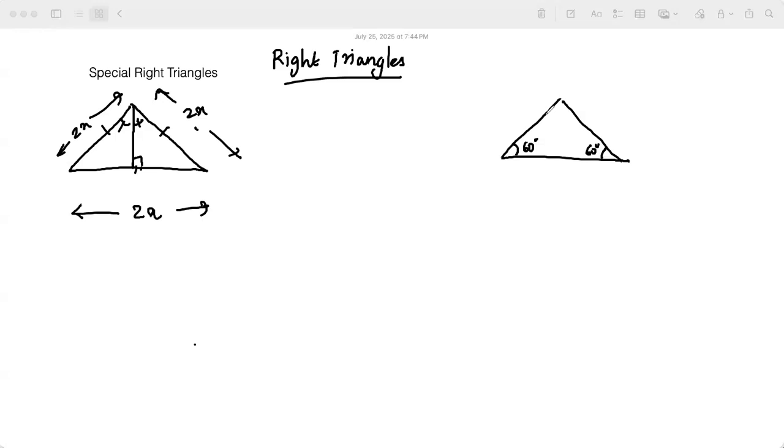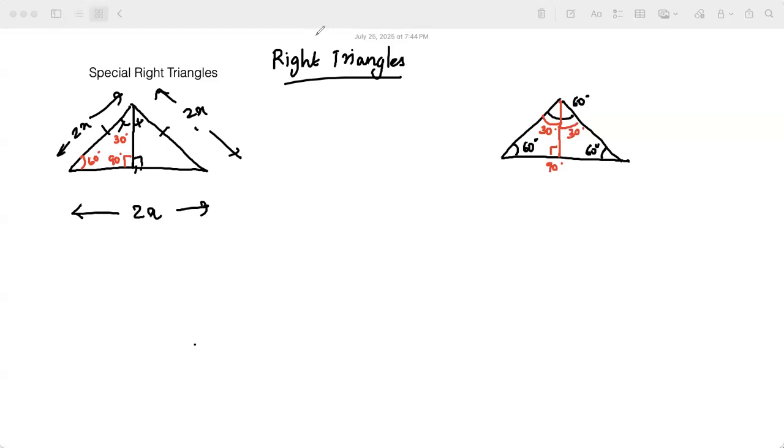Good. Now, when I draw the angle bisector for the equilateral triangle, what happens? Each of the angles becomes 30 degrees, and this becomes 90 degrees. Any questions still here? So from there, we get this as 30, 90, 60. Any questions on this?